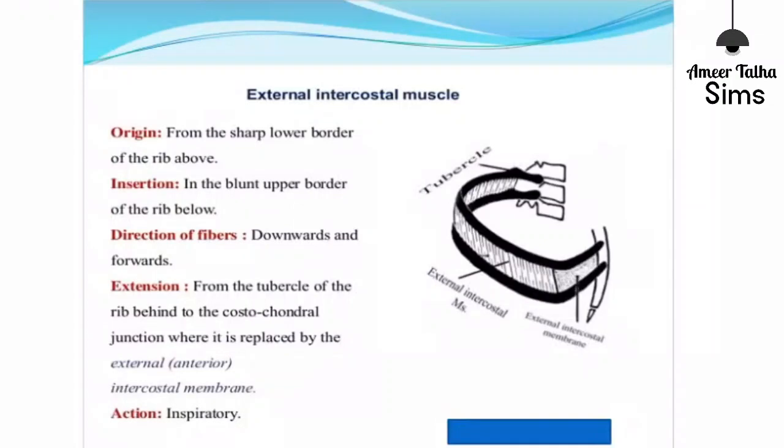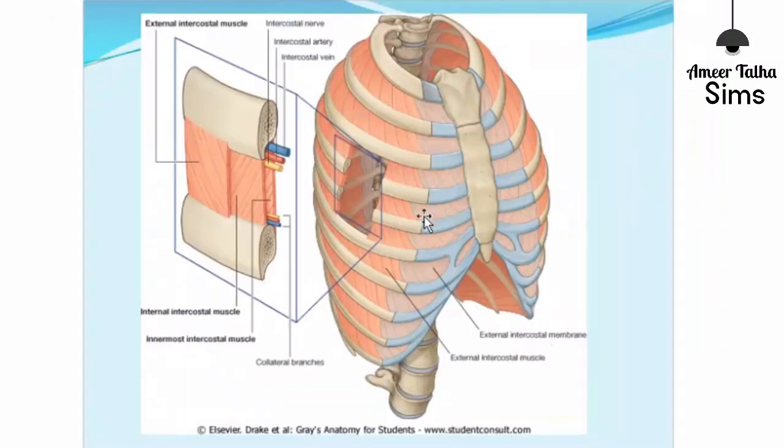This is all about external intercostal muscles, and they help in inspiration during the elevation of the rib. Next we have internal intercostal muscles. They originate from the lower border of the upper rib and insert on the upper border of the rib below. And the direction of fiber is inferior posteriorly.